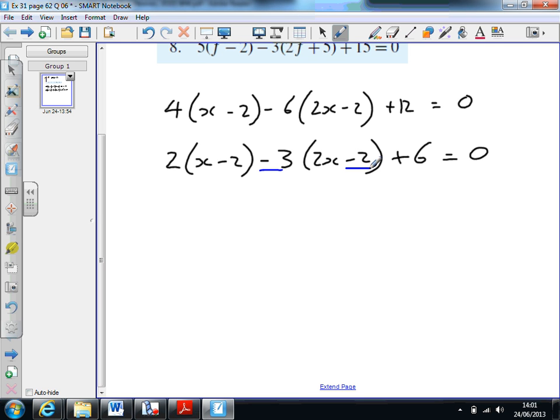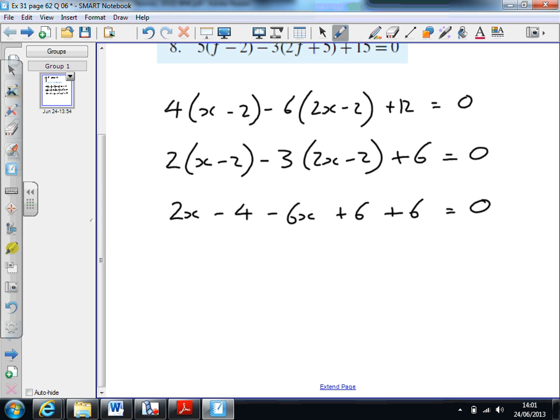2 times x, 2x. 2 times minus 2 is minus 4. Minus 3 times 2x is minus 6x. Minus 3 times minus 2 is plus 6, plus another 6 equals 0. So just pause a second, have a look at that, see if you understand that step.